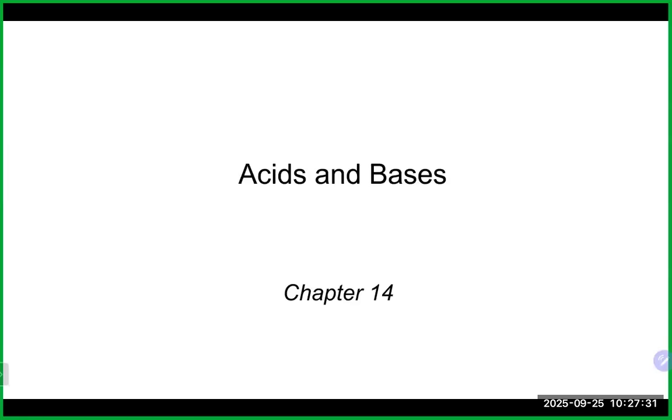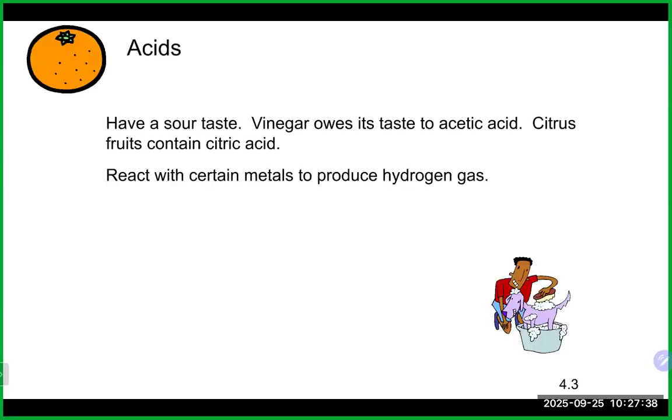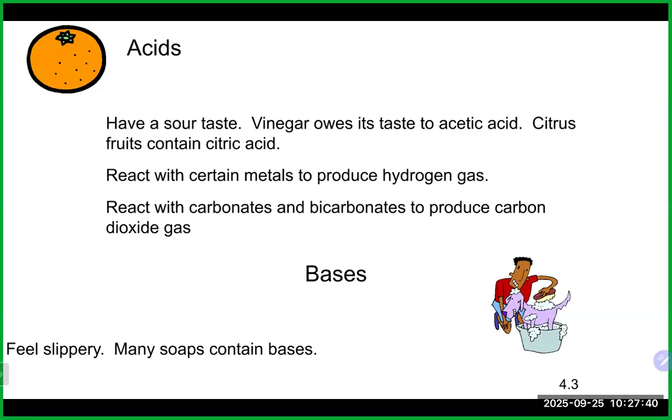All right, so chapter 14 is going to talk about acids and bases, and let's talk a little bit about acids and bases and some of their properties. Acids have a sour taste. Vinegar, for example, has a major component of acetic acid, which is a weak acid. Citric acid is there in fruits. As you may remember, acids do react with certain metals to produce hydrogen gas in a single replacement type reaction.